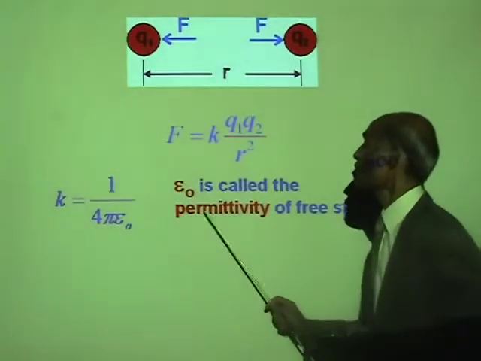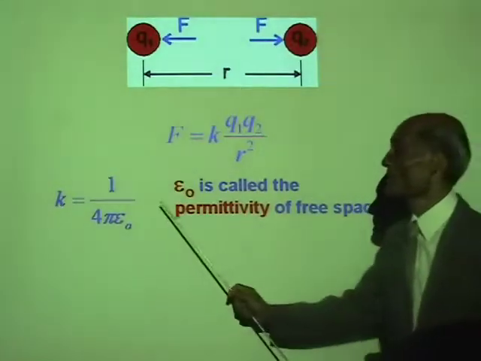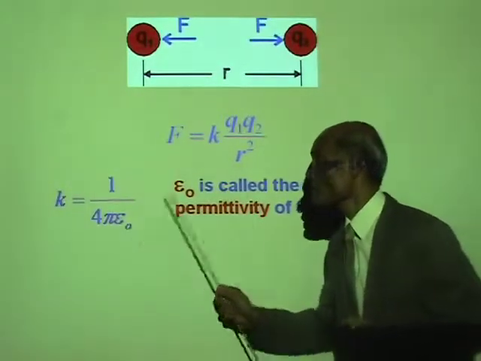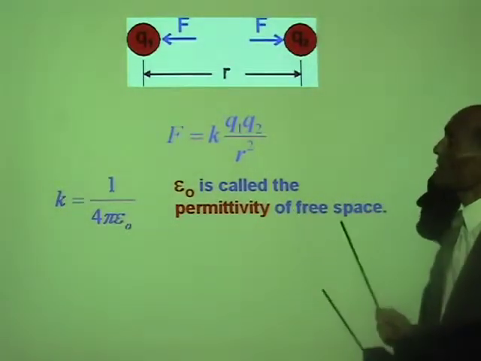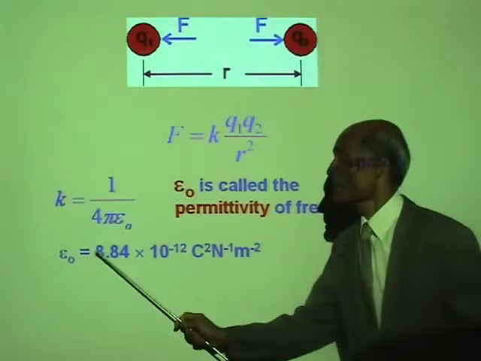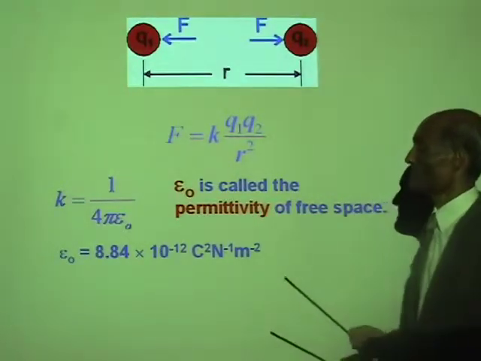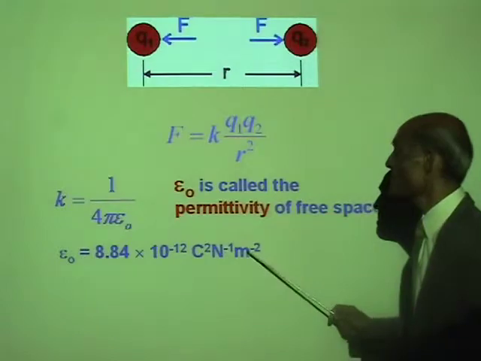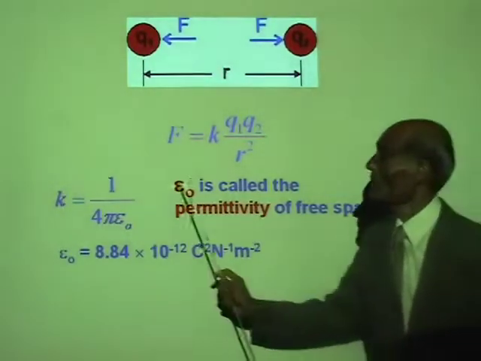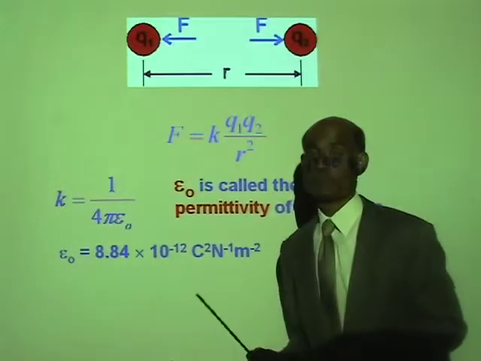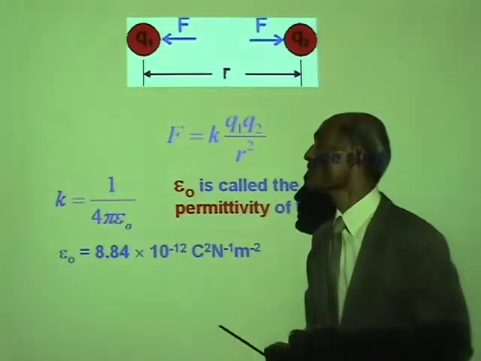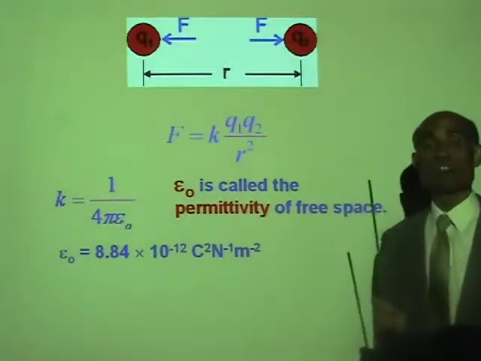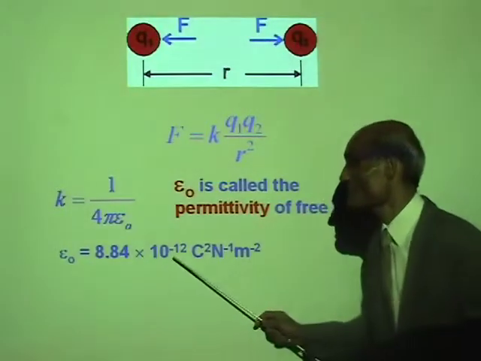So epsilon naught is called the permittivity of free space, assuming that these charges are placed in free space. And it has a value 8.84 times 10 to the power of negative 12 Coulomb squared per Newton per meter squared. I want you to remember that form of k. k equal to 1 over 4 pi epsilon naught, where epsilon naught is called the permittivity of free space, and it has this value.